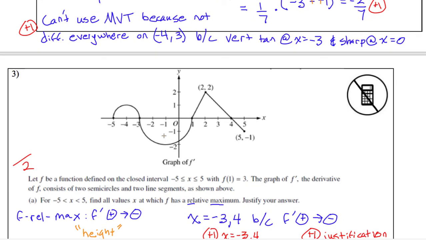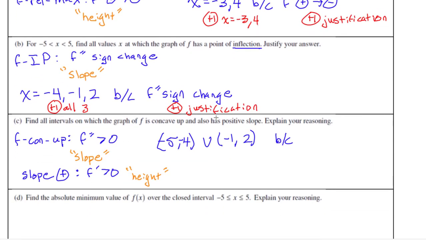So we thought that this interval right here was okay, but that height was negative, so eliminate it. The positive slope and positive height only happens between 1 and 2. So change our second interval to 1 and 2. Our rationale is because f prime and f double prime are greater than 0.